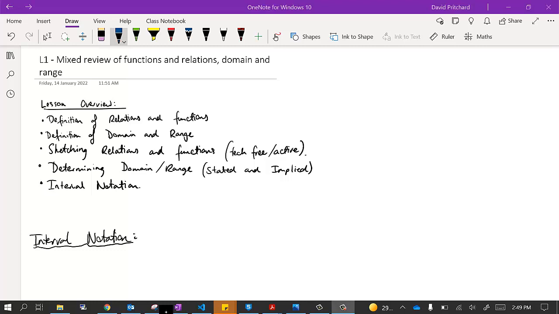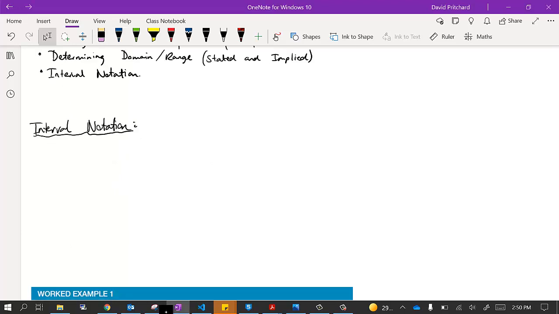This lesson is a review of functions, relations, domain, and range. This was covered at the end of last year, and the focus is ensuring that you have a decent understanding of being able to differentiate between relations and functions and being able to determine domain and range. We'll start with a really quick breakdown of interval notation.